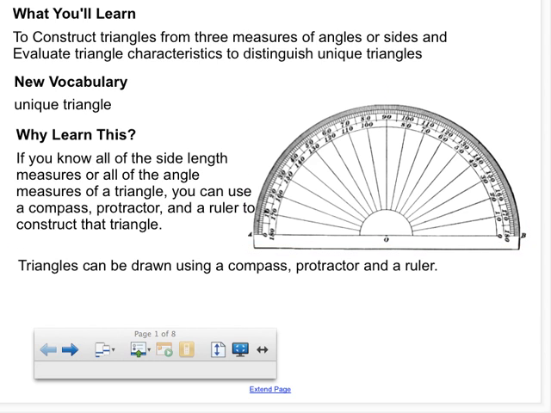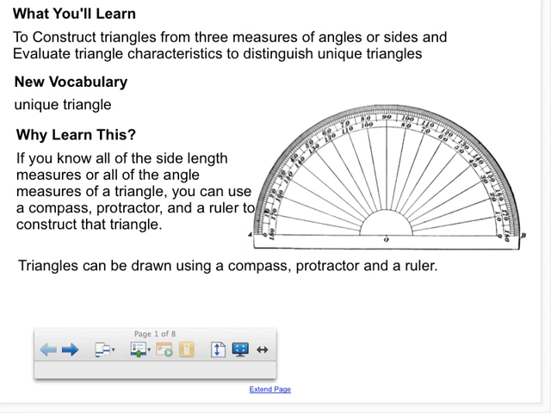Okay, today this is lesson 5 of Unit 1, second semester, 7th grade math. We're going to be talking about unique triangles, and we're going to construct some unique triangles using 3 different methods. What you're going to learn today is to construct triangles from 3 measures of angles or sides and evaluate triangle characteristics to distinguish unique triangles. So the new vocabulary today is unique triangle.